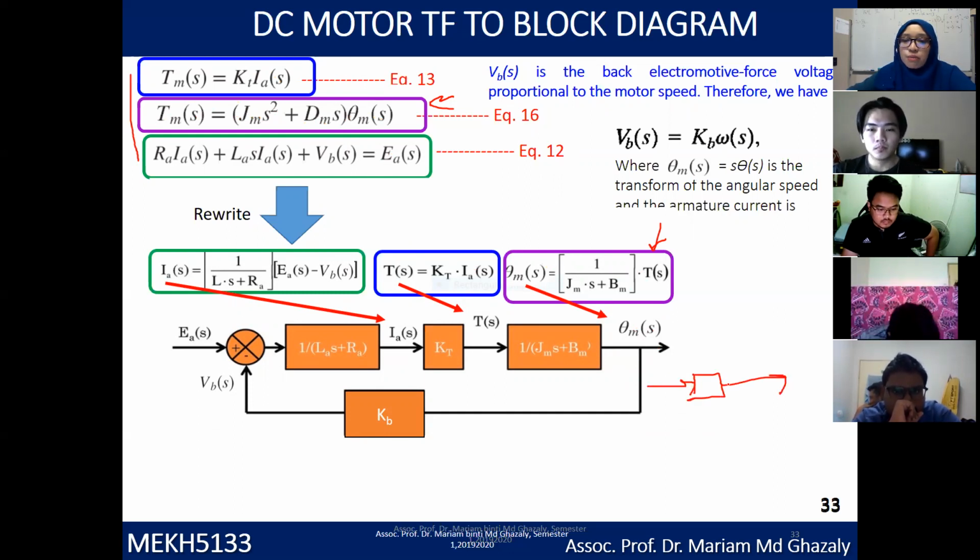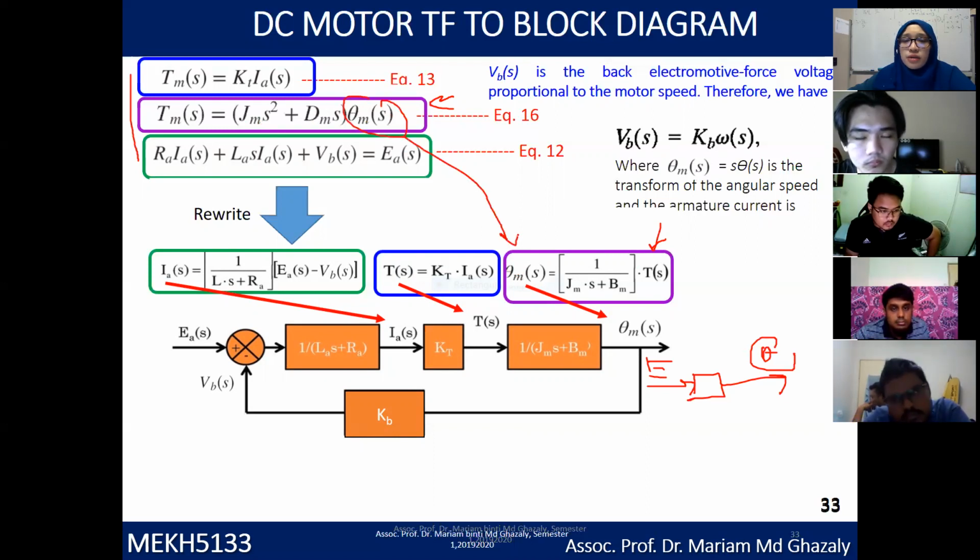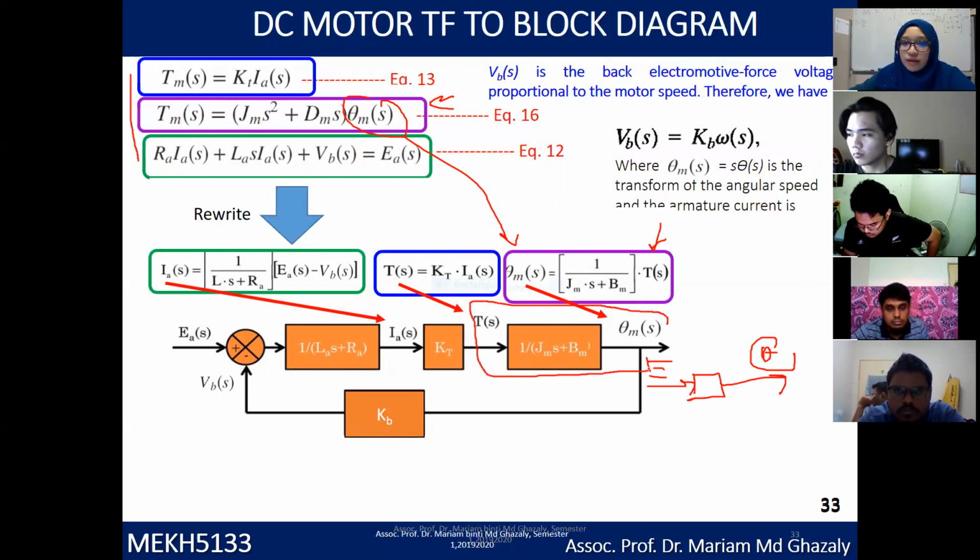Input, output. What is the output just now? Theta. And the input is Ea. So right now we want to get what is theta. So for this equation, take theta as the subject. Theta m is equal to, rewrite it, 1 over (Jm s plus Dm) times torque. If you rewrite this, you can actually draw the block diagram here. So that's why you draw the first block diagram here. Theta m, the block value is 1 over (Jm s plus Dm) times torque, the input to the system. So first block done.